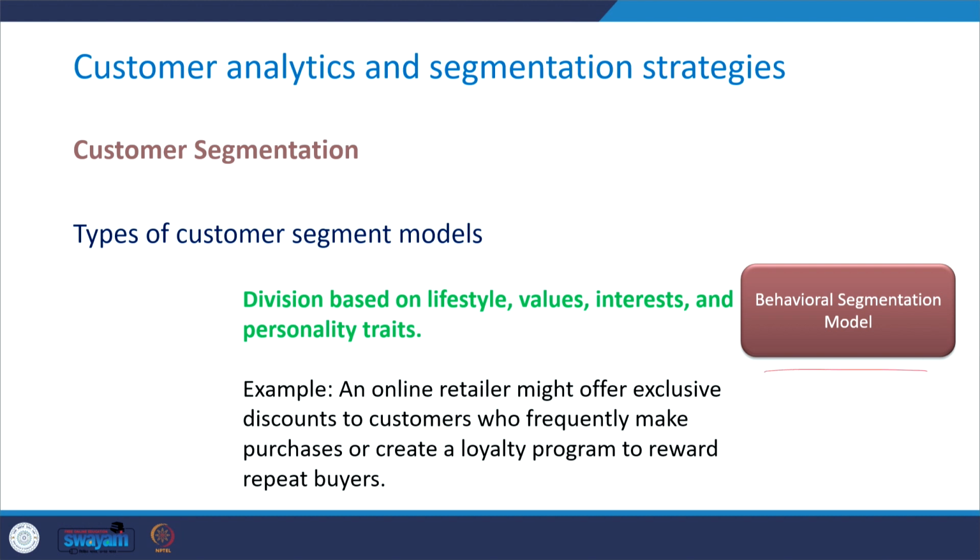Here the division is based on lifestyle, values, interest and again personality traits, but more specifically with respect to product usage. For example, an online retailer might offer exclusive discounts to customers who frequently make purchases. So they have their own lifestyle, values and so on, but they are displaying a specific behavior, a buying pattern, which is used as a base to segment those customers.